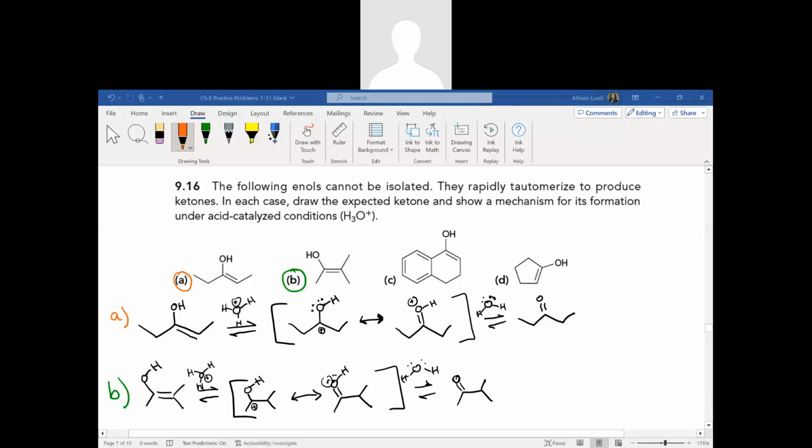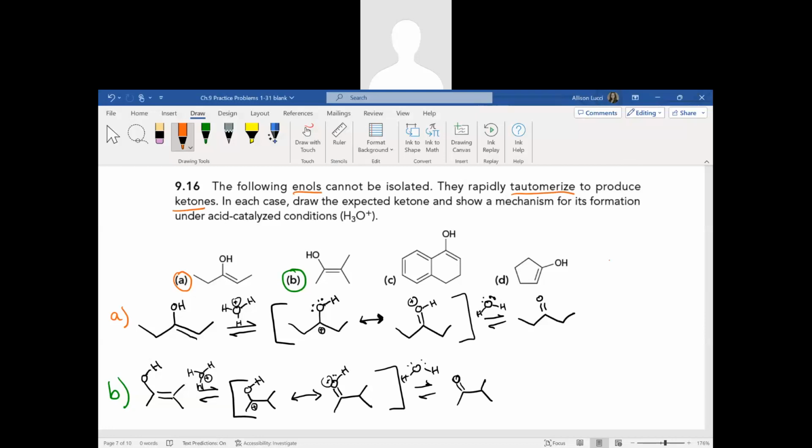In problem 16 from chapter 9, we're given some structures here, A through D, and we're told that these enols cannot be isolated because they rapidly tautomerize to produce ketones.